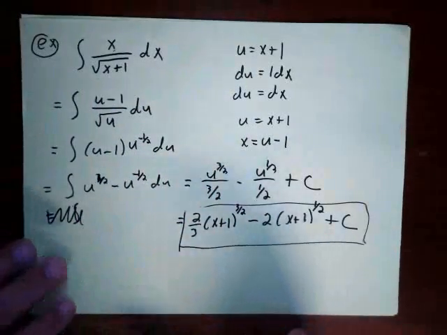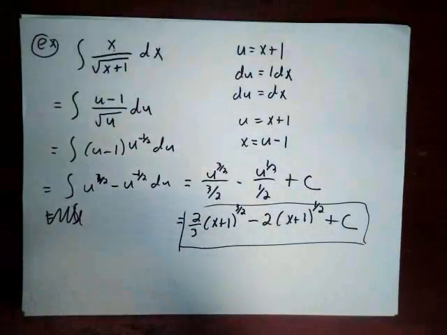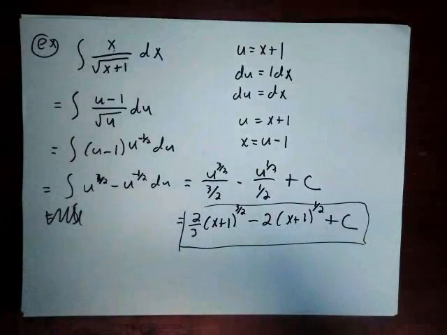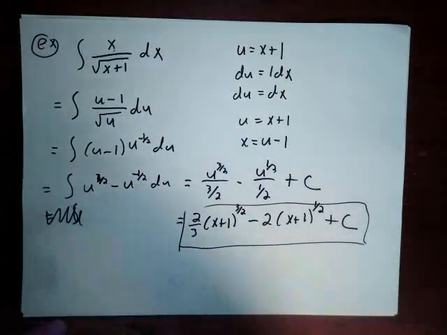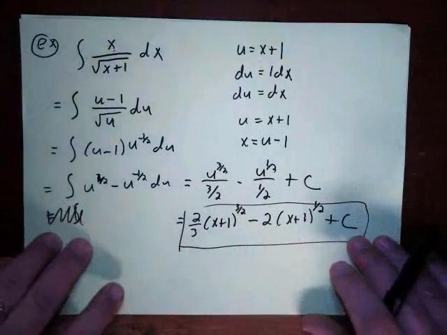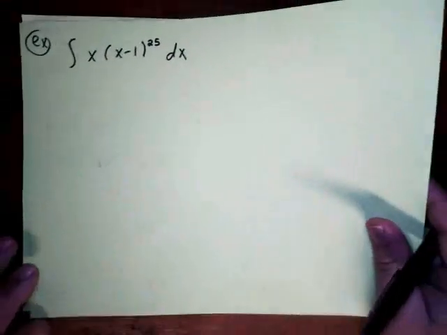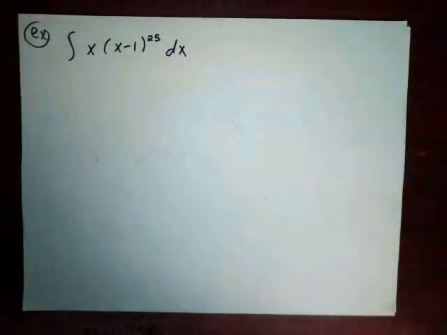So it's really nice. The substitution method is kind of coming into its own. It's a technique in and of itself that's not used just to undo the chain rule, but it can be used in a lot of different ways. So here's another example.